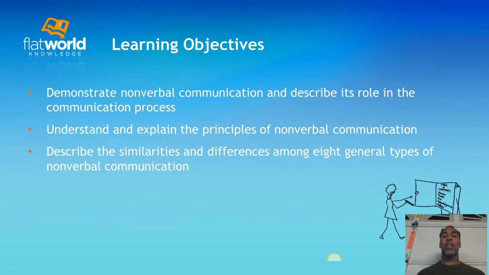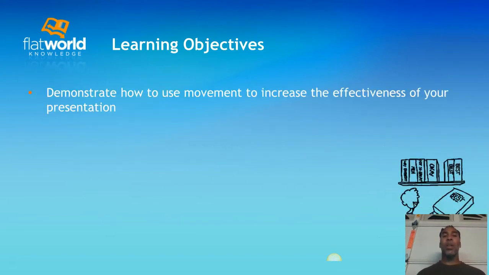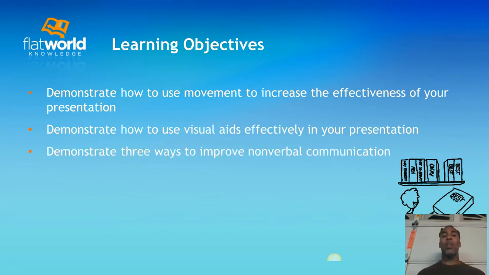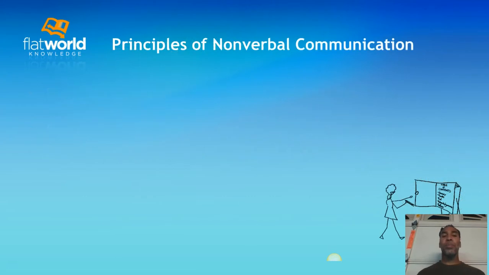Describe the similarities and differences among 8 general types of nonverbal communication. Other learning objectives are: demonstrate how to use movement to increase the effectiveness of your presentation. Like a comedian, a lot of them don't just stand there, they move from point A to B to C and back to point A. Demonstrate how to use visual aids effectively in your presentation. And demonstrate 3 ways to improve nonverbal communication.